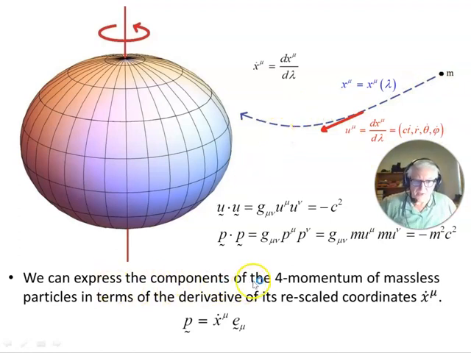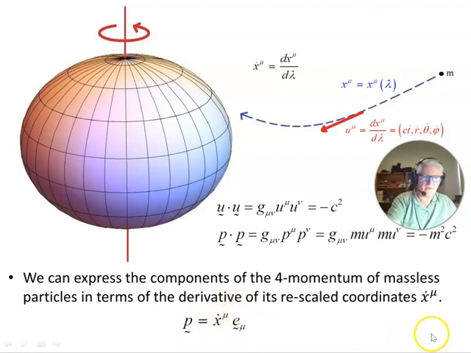Now we can express the components of the four-momentum of massless particles, photons, gravitons, and maybe some neutrinos, in terms of the derivative of their rescaled coordinates x dot^mu. So dropping the m's and just rescaling these coordinates such that each of the components of the four-momentum of a photon or something is expressed by the derivative of some rescaled coordinate. So for massless particles, we could have that four-momentum would have this form here.